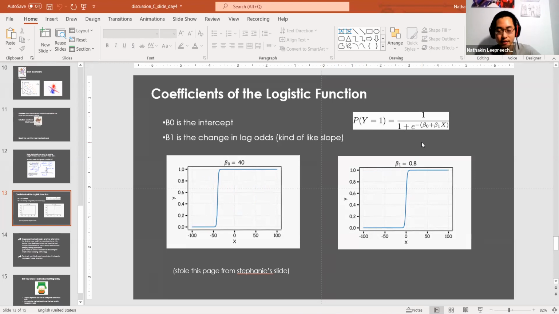But yeah, if you look at the equation, you're going to see one over one plus e to the negative z, but then z is actually beta 0 plus beta 1 x. If you change the b0, it's going to change where the intercept point will be, while if you change the b1, it's going to change how the slope of the graph looks. It's kind of like that.